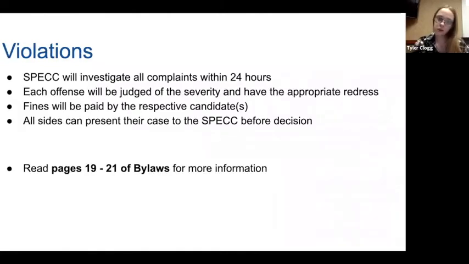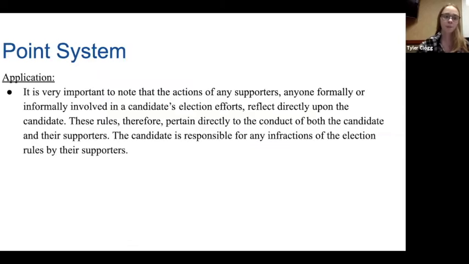So for any violations to these campaign rules, SPEC will investigate all complaints within 24 hours. There will be a form for any complaints to be filed. Each offense will be judged based on its severity and have the appropriate repercussions. All sides can present their case to SPEC before a decision is made on any violations. So violations are put on a point system.